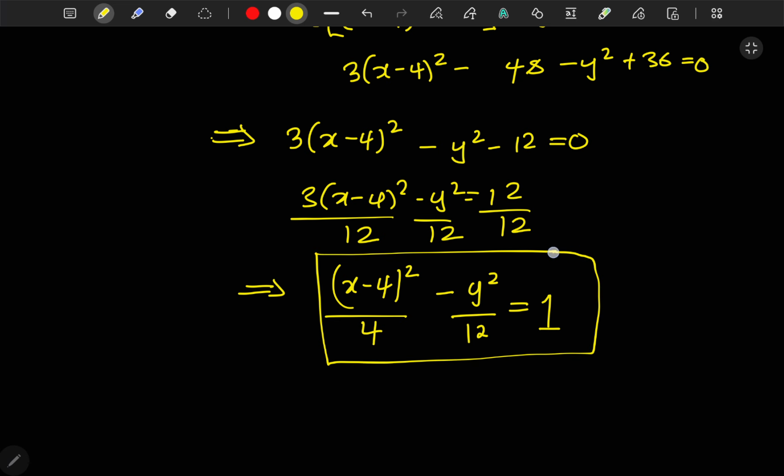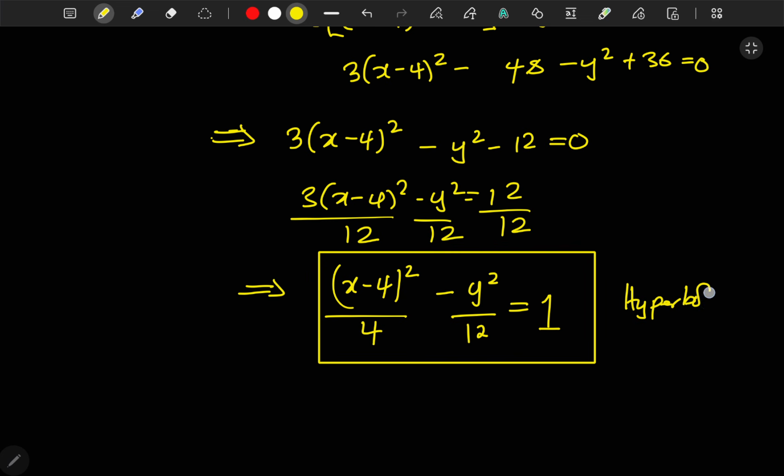This is why we said this one is a hyperbola. You see that it's the same shape, the same equation of a hyperbola. Thank you for today. I'll end here.